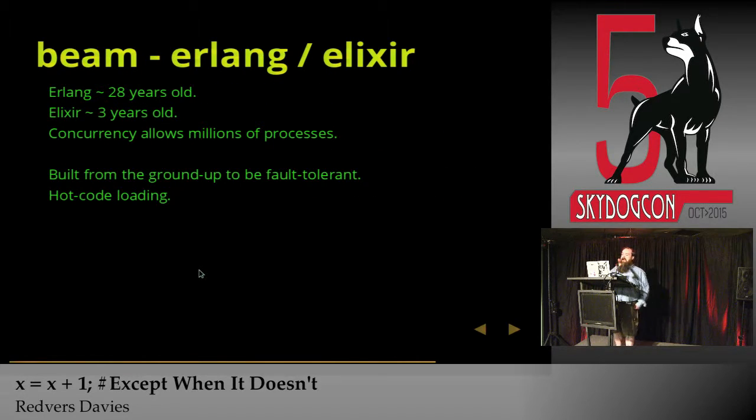So, for the backend server side, this is my personal preference. The Beam is a virtual machine that is 28 years old. There are many languages that run on it, but the two that I'm going to focus on will be Erlang and Elixir. And Elixir is 3 years old. You can run millions of processes inside this virtual machine.